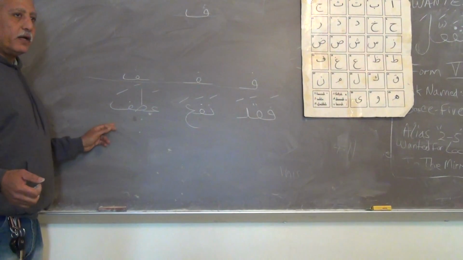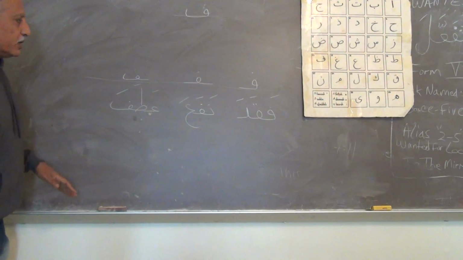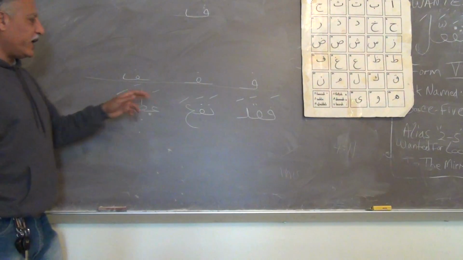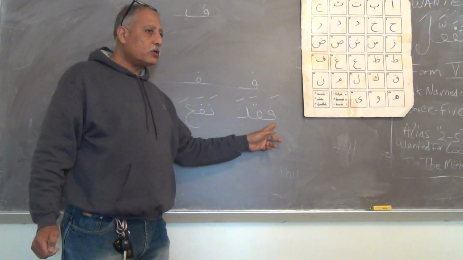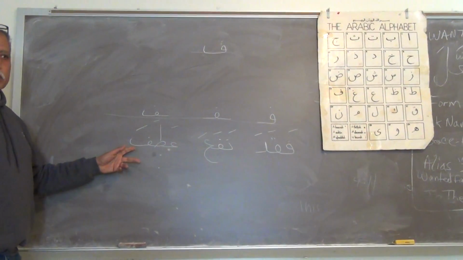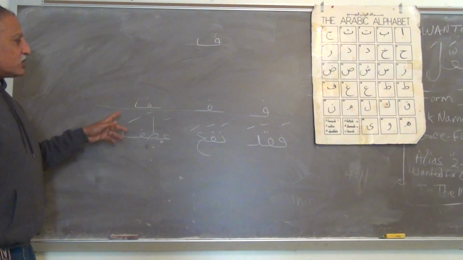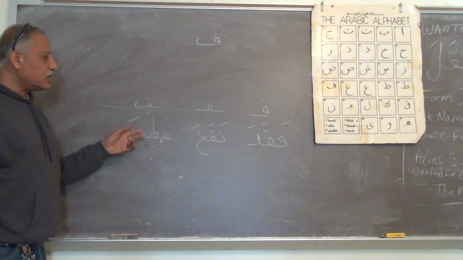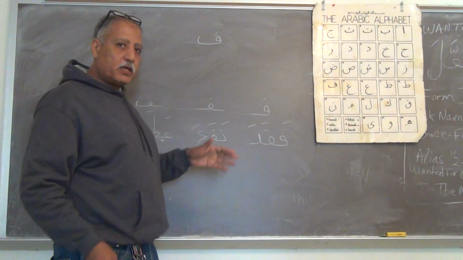So عطف. If you notice over here, we have حرف الفاء at the beginning of the word, middle of the word, end of the word. حرف الفاء is always on the line, it doesn't go underneath the line. Let's go ahead and write حرف القاف. I'm not going to take this off so we can make some kind of comparison between them.